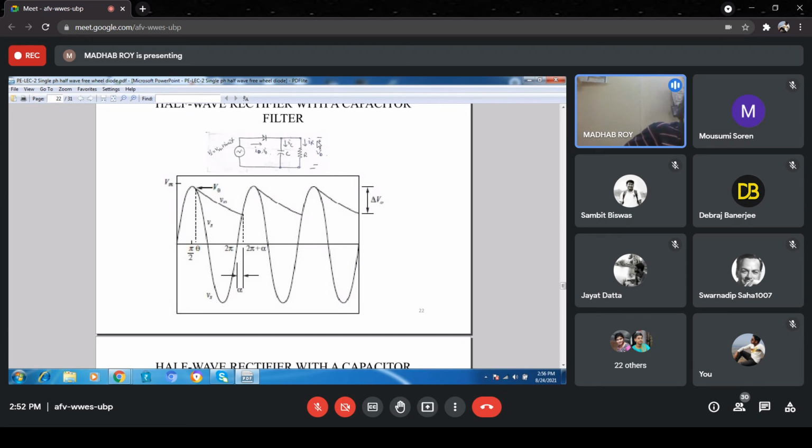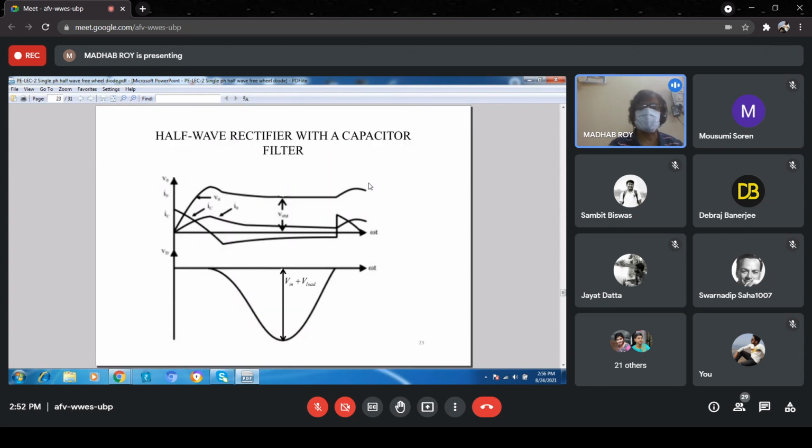Do you know the time constant of the capacitor circuit? RC is called the time constant. If the C value is very high, then the RC will be high, so it will go like this. Very flattened, we can say a constant DC voltage can be achieved in spite of the half wave rectification. So this is a very important phenomenon for the application of the filter capacitor. This is one very good application of the filter capacitor.